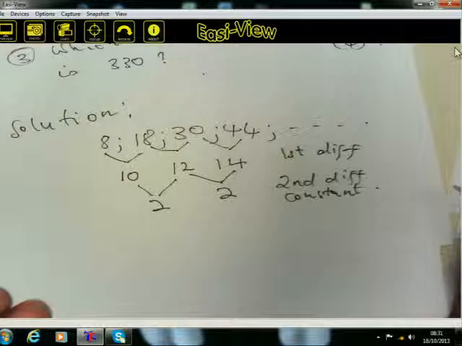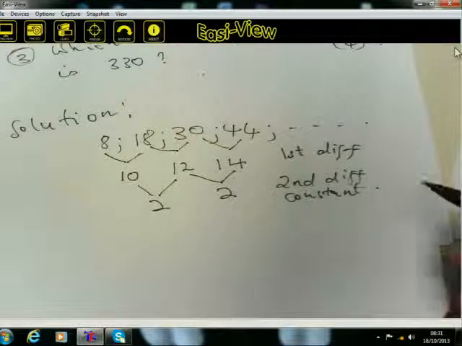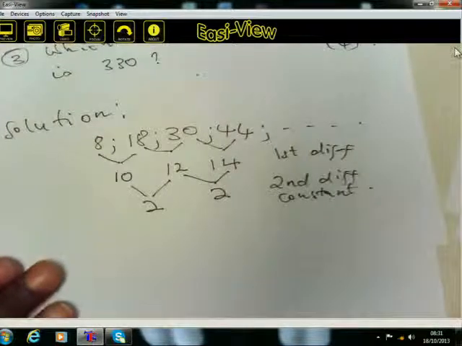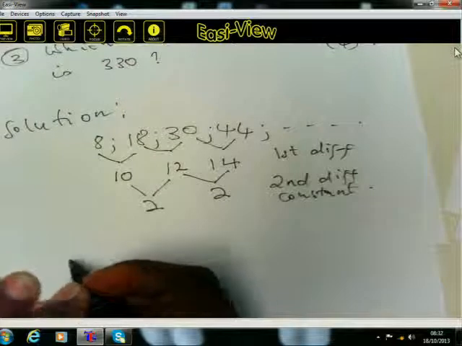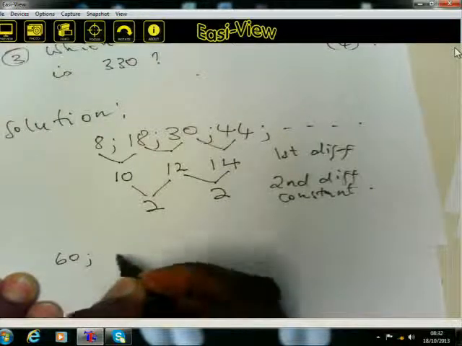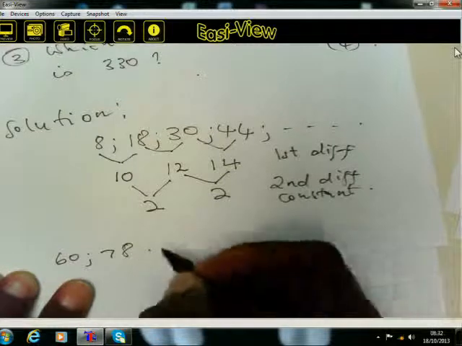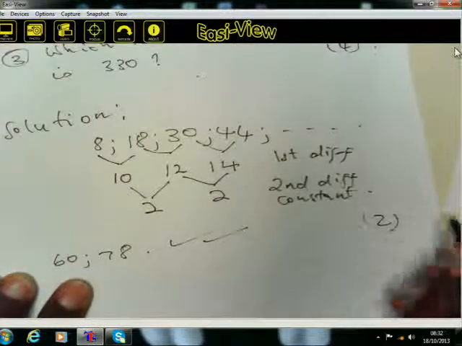Now, this second difference is constant. It will be easy for us to get the other 2 terms. The next term here is going to be 60. Another term is going to be 78. And then you get your 2 marks.